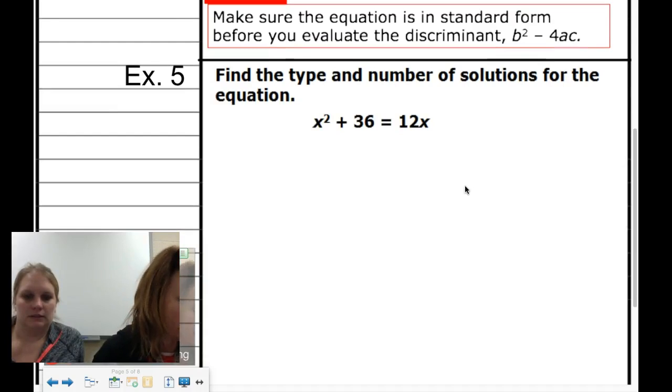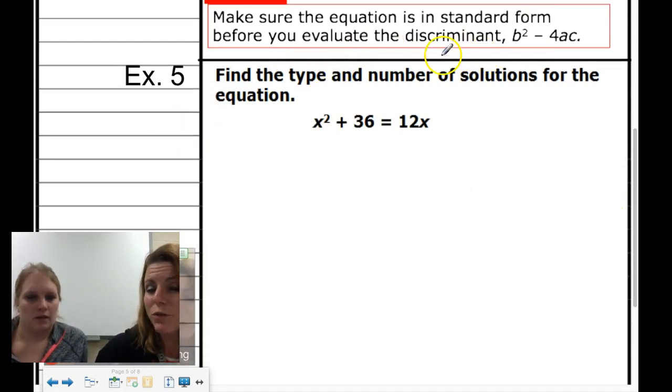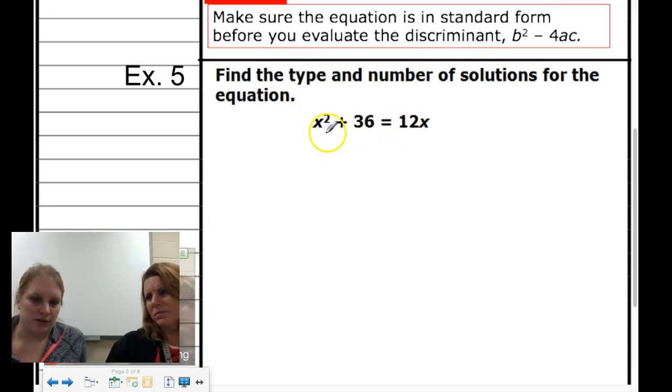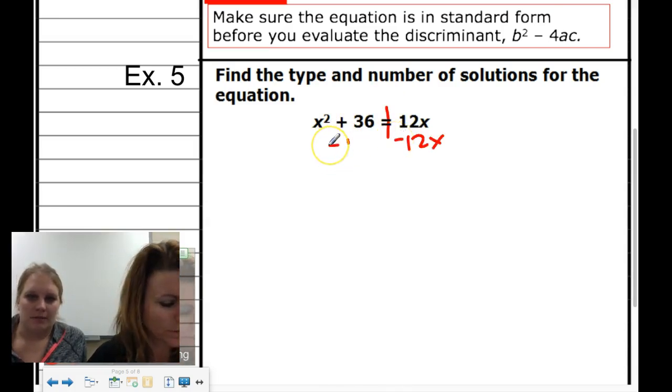All they're asking us to do in example 5 is find the type and number of solutions for the equation. I'm going to get this to equal 0, so I'm just going to subtract 12x.